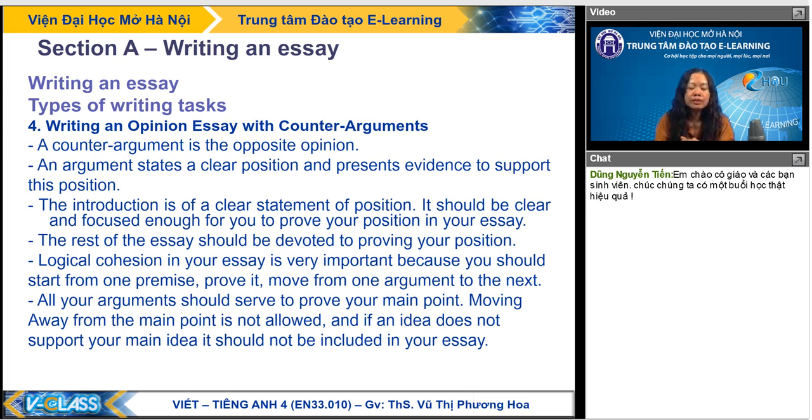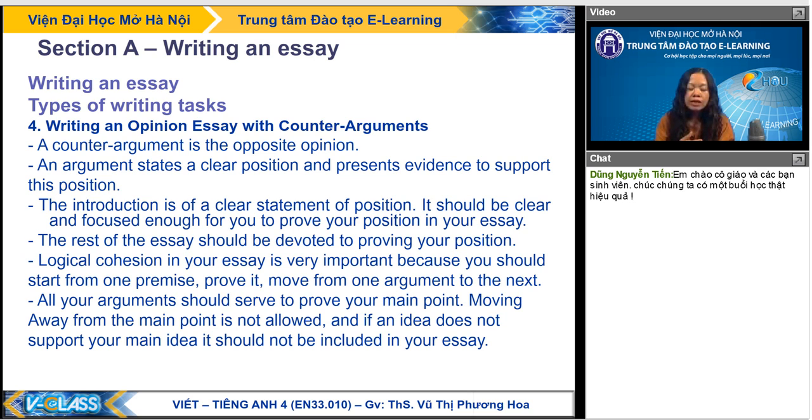The last type of writing task is writing an opinion essay with counter-arguments. A counter-argument is the opposite opinion. An argument states a clear position and presents evidence to support the position. The introduction is a clear statement of position. It should be clear and focused enough for you to prove the position in the essay. The rest of the essay should be devoted to proving the position.